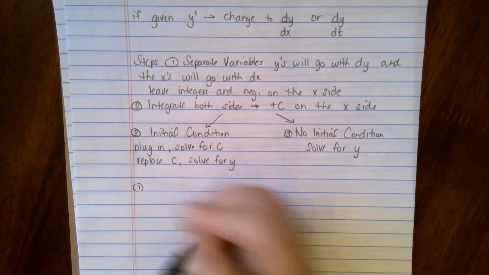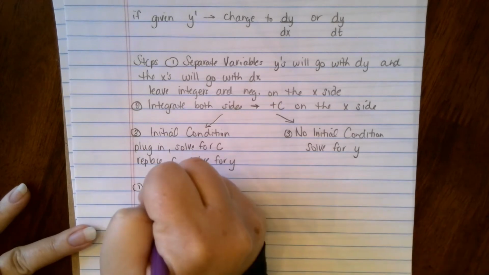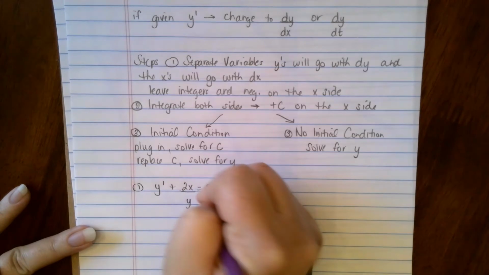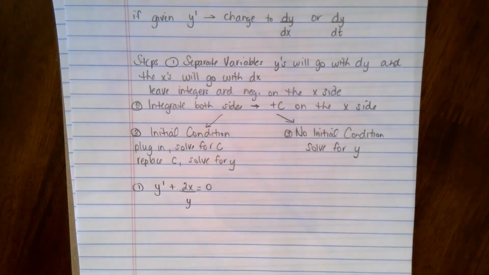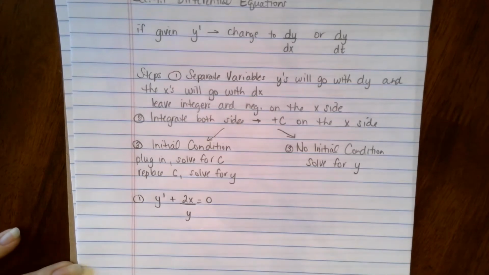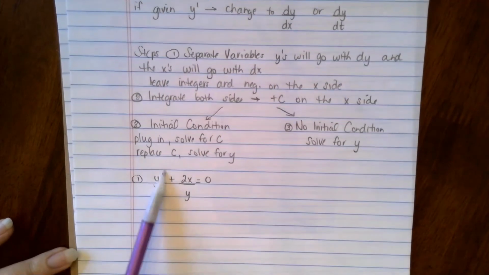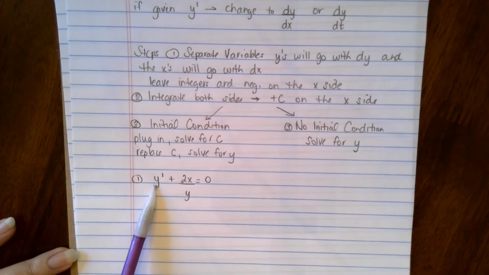All right, so example 1, I'm going to give you y prime plus 2x over y is equal to 0. Now, I'm going to do 2 steps at one time. So up here at the beginning, it said if given y prime, change it to a dy dx. I'm going to go ahead and change that to a dy dx. At the same time, I'm going to move this on to the other side of the equal sign. So I'm going to subtract it over. So I've got dy dx on one side and then my variables on another.